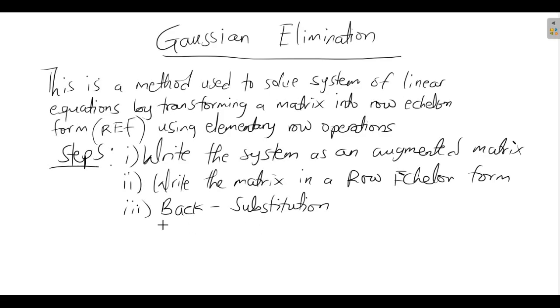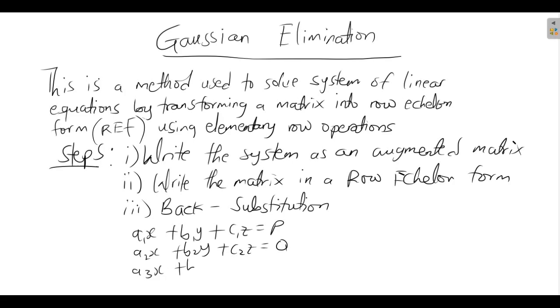So the first step is we want to write the system. Let's assume that this is a system of linear equations. Let's say we have a1x plus b1y plus c1z is equal to some constant p. Then we have a2x plus b2y plus c2z is equal to some constant q. Then we have a3x plus b3y plus c3z is equal to some constant r.